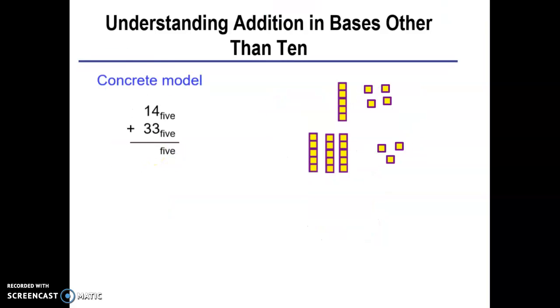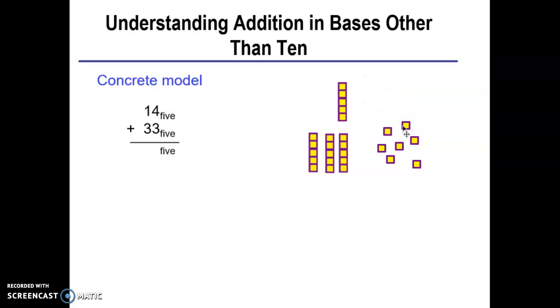All right, let's do another one. So this time we're going to do 14 in base 5, and I'm going to combine that with 33 base 5. Okay, so one thing I want you to notice about this is when we are adding, I model both numbers. Here's the 14 base 5, and here's the 33 base 5. I model both numbers, and then I'm going to combine them, and what I have at the end is my answer. Okay, so let's combine all our tinies first, just like we're used to doing in the standard algorithm.